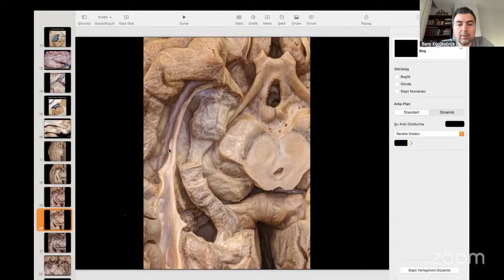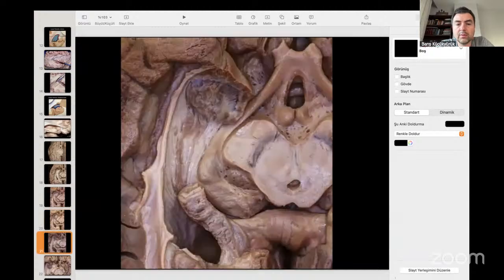When we remove those structures further, we see the roof of the temporal horn formed by several layers of white matter. The most inferior ones are the stria terminalis fibers, and the fibers coming from the corpus callosum are called the tapetum fibers.